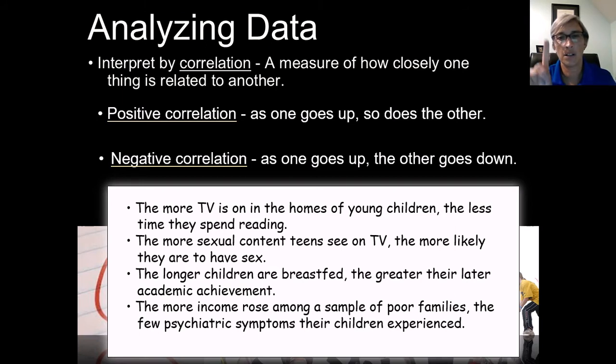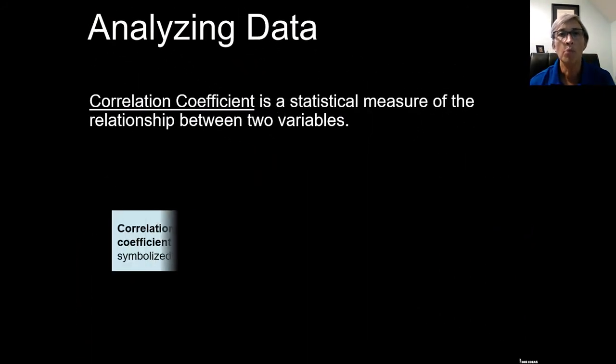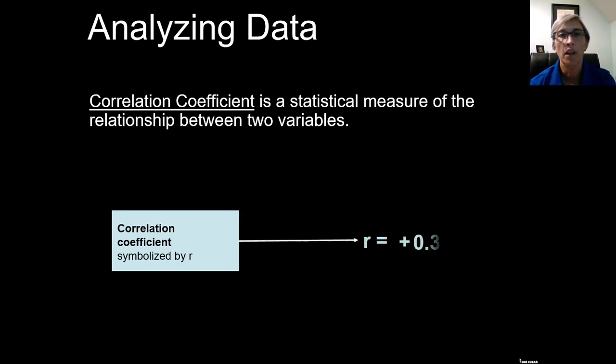More sexual content teens see on TV, the more likely they are to have sex. So positively related. The longer children are breastfed, the greater their later academic achievement. Positive correlation. And the more income rose, the fewer psychiatric symptoms. So higher income, fewer psychiatric symptoms. Negative correlation.